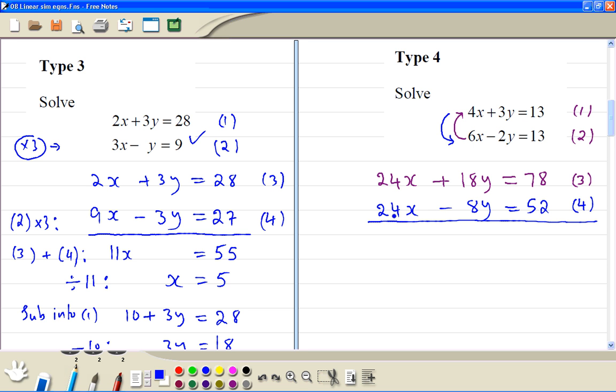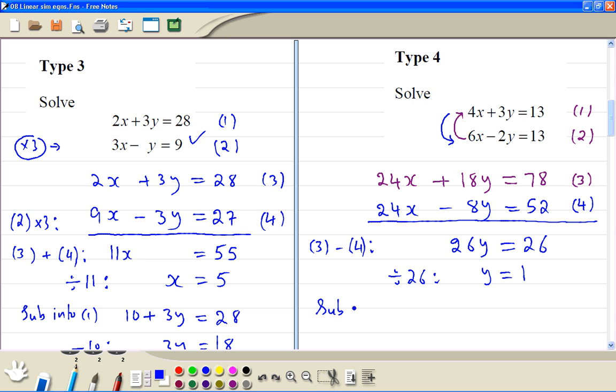Now we can eliminate x by subtracting. So we say equation 3 minus equation 4. X disappears. 18 minus minus 8 would be 26y. 78 take away 52 is 26. Divide by 26, we get y is equal to 1.